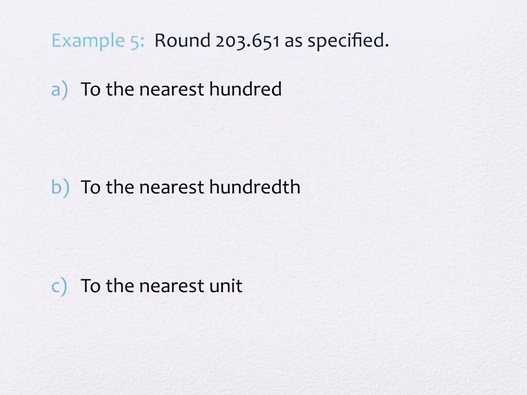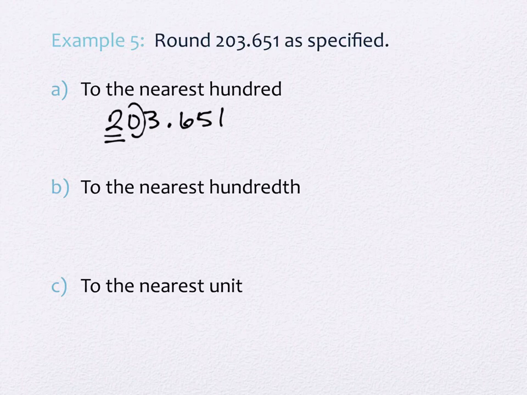All right. We have this number, 203 and 651 thousandths, and we're going to round as specified. The first says to the nearest 100. What number is in the hundreds place? 2. So right now we have 203.651, and the hundreds place is the 2. Okay, so what this means is I look at the next value after the 2.